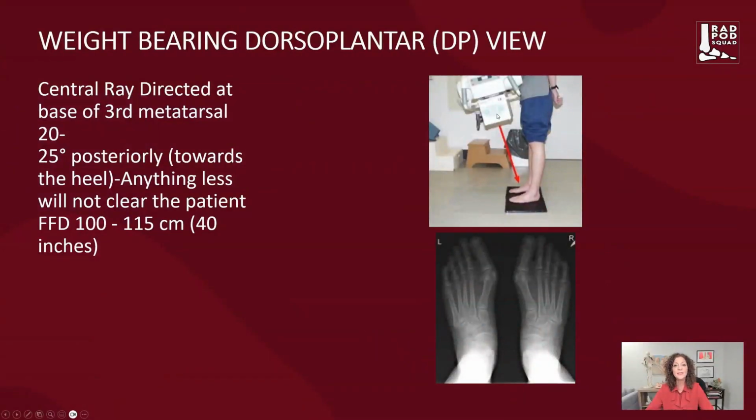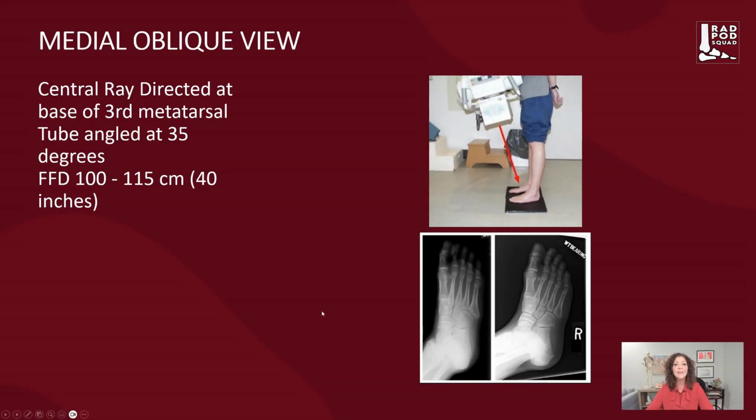We want to direct the central beam about 30 degrees towards the base of the third metatarsal. And in those types of images, we can see the medial aspect of the Lisfranc articulation here. In the medial oblique view, we have the central ray again directed towards the third metatarsal, and we're then going to angle our beam and be able to see the lateral aspect of the Lisfranc articulation and the lateral column with great clarity.